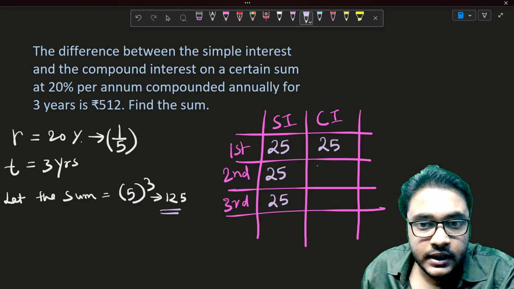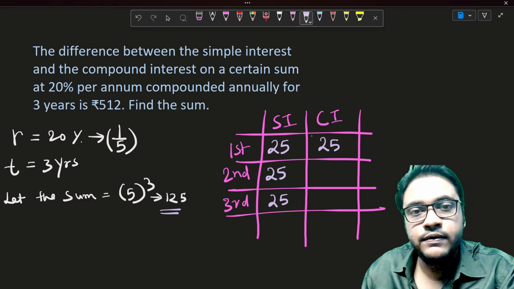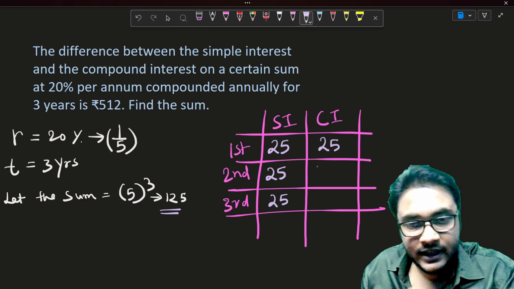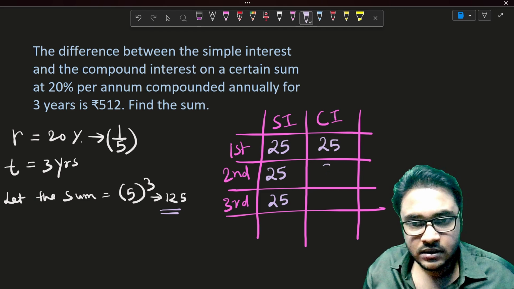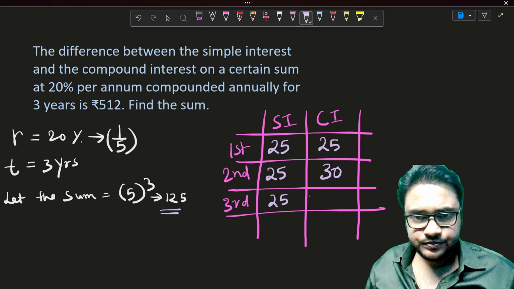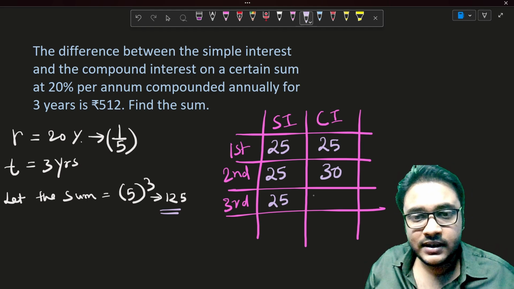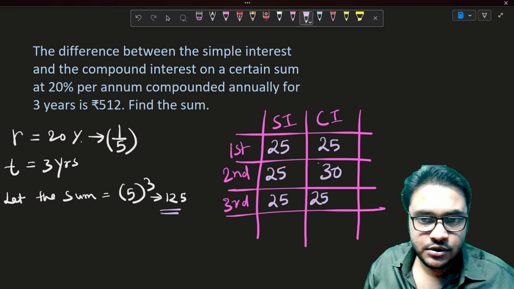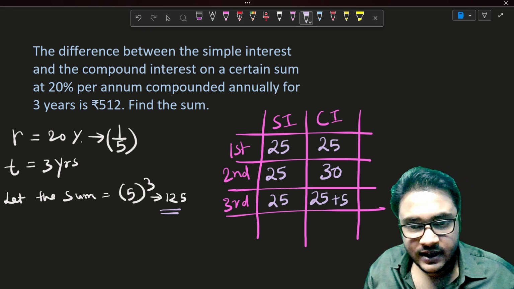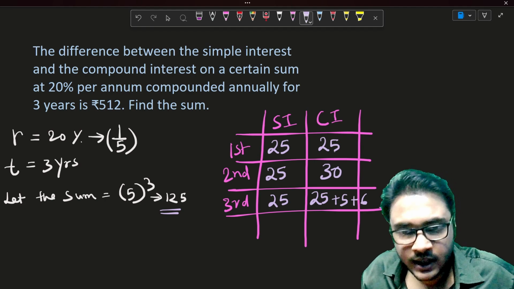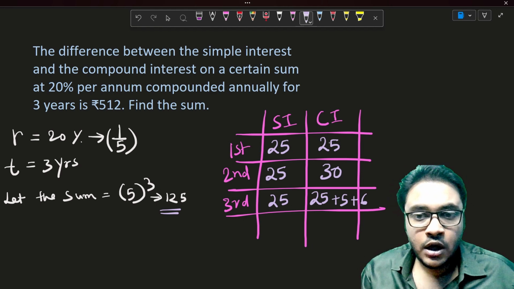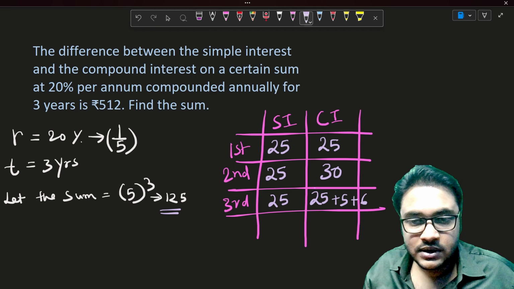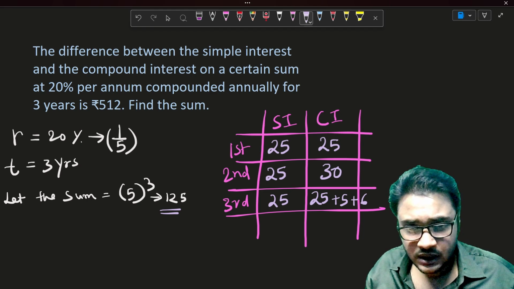But the second year, the compound interest is going to be 25 plus 20% of 25. So that is 25 plus 5, that gives me nothing but a 30. Now, in the third year, I will get a compound interest that is 25, but I will also get interest on these 2 years, right? So that is going to be a plus 5 and a plus 6. 20% of 25 is 5, and 20% of 30 is 6. So that basically makes it 36.